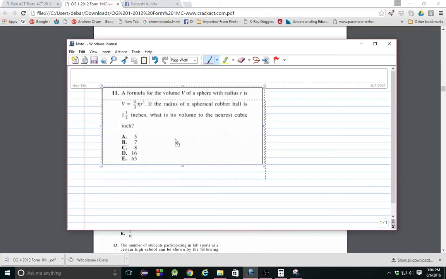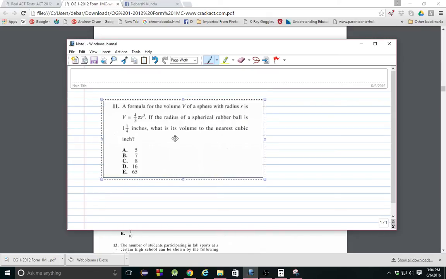A formula for the volume of a sphere with radius r is 4 over 3 pi r cubed. If the radius of a spherical rubber ball is 1 1/4 inches, what is the volume to the nearest cubic inch? You can do this in many ways. I like to use a calculator for this.